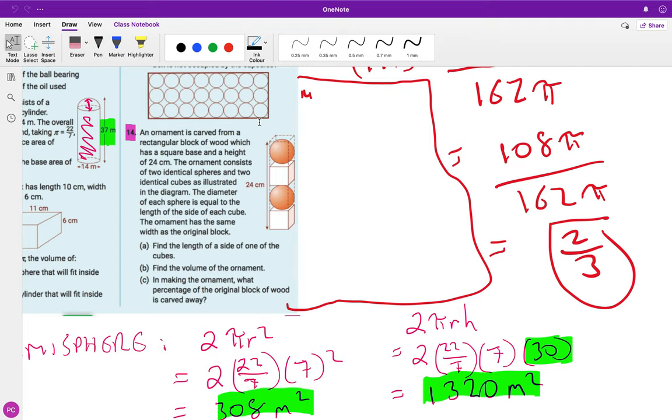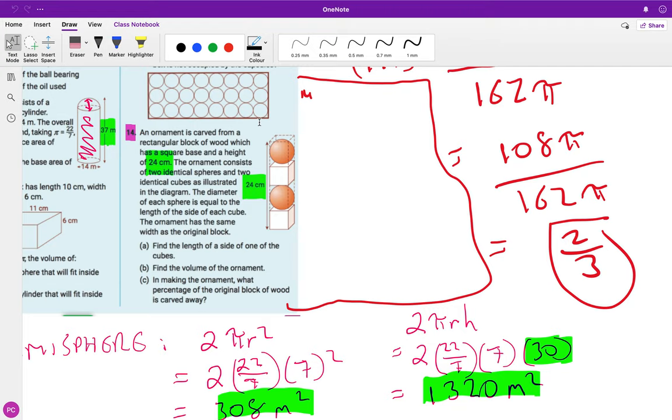So if we take a nice and handy one, an ornament is carved from a rectangular block of wood. So there was a rectangular block of wood there. They carve bits off and you're left with this sphere and a cube and a sphere and a cube. Well, I assume they're cubes. So the height of the whole thing is 24. They put it on the diagram. From the top of the top sphere to the bottom of the bottom cube.